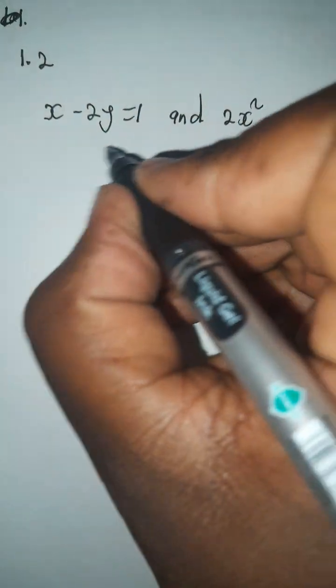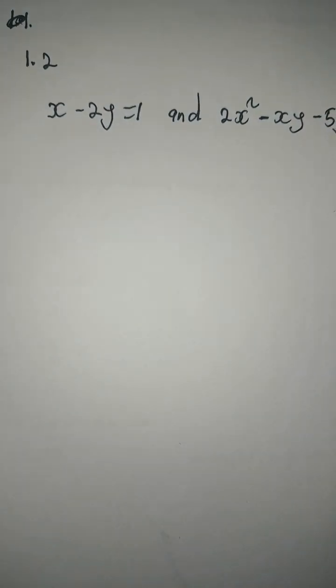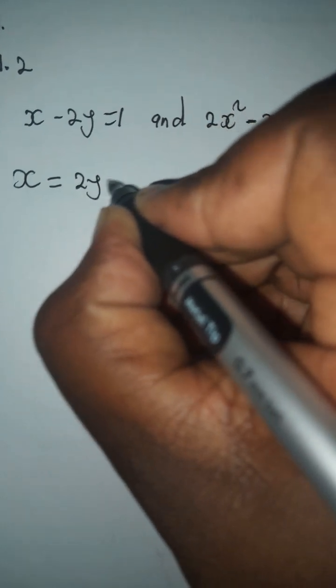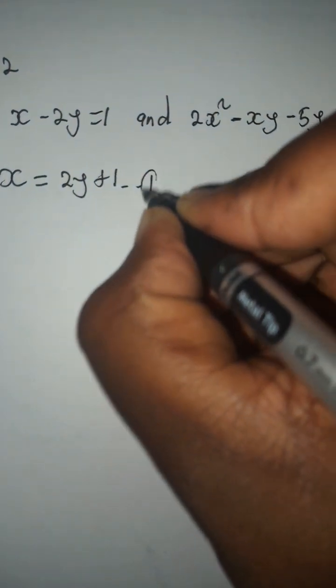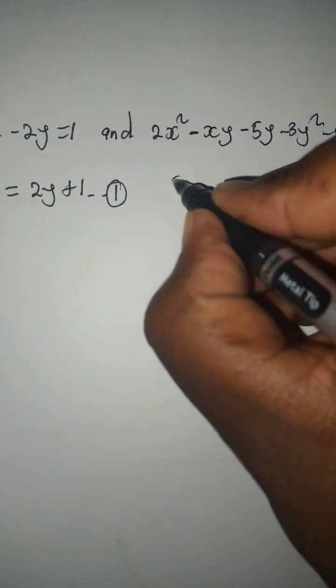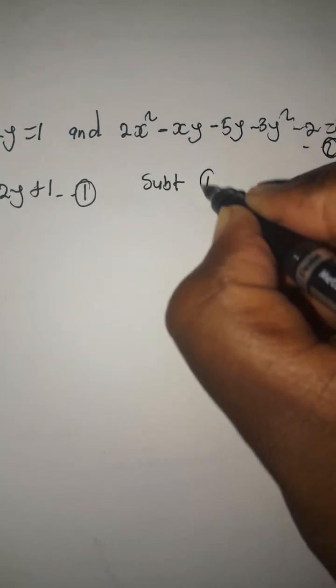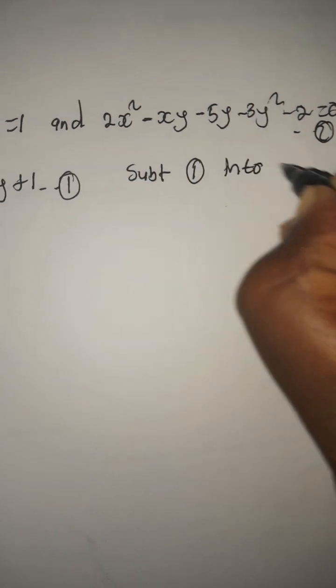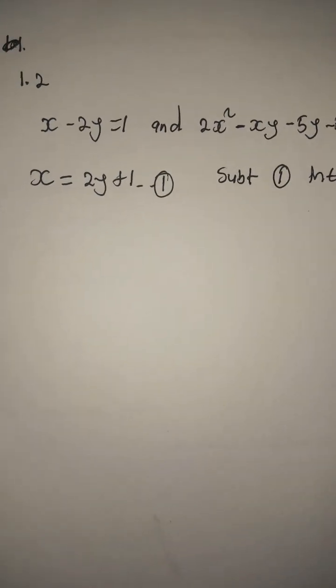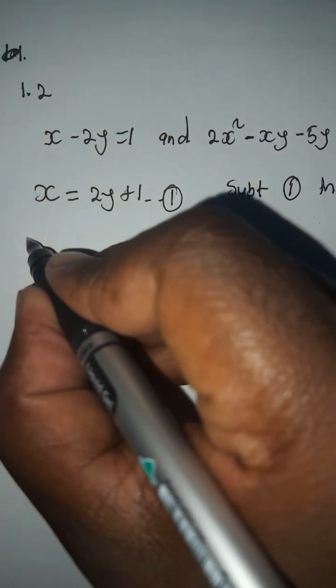First thing, let's make either x or y the subject of the formula in equation 1. So what are we going to do? The best way is to take negative 2y to the other side. That will be x equals 2y plus 1. So this is equation 1. And we will name this equation 2. So from there, you substitute equation 1 into equation 2. Meaning in this equation, right? Meaning where we see x, we are going to put 2y plus 1. So let's put that into practice.